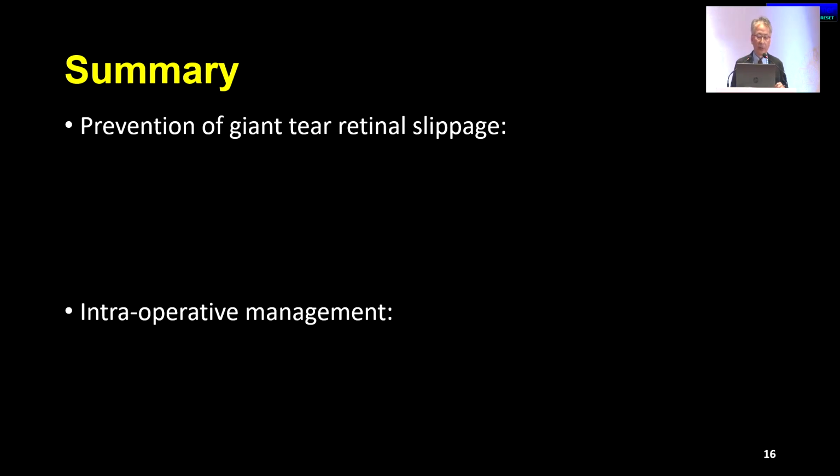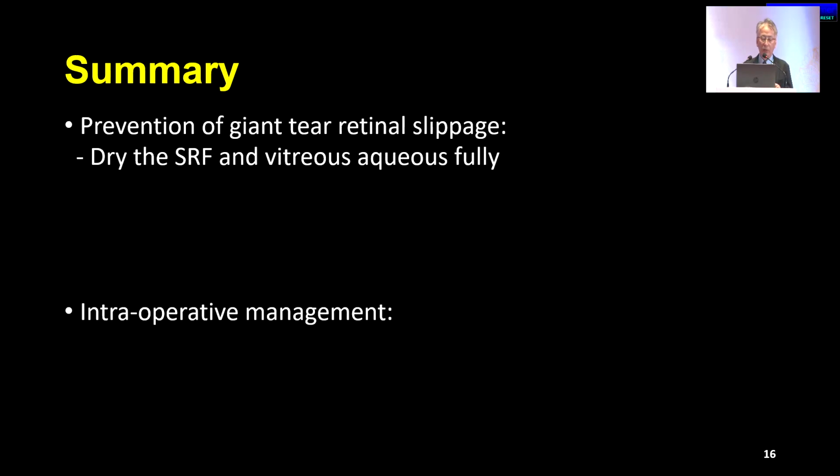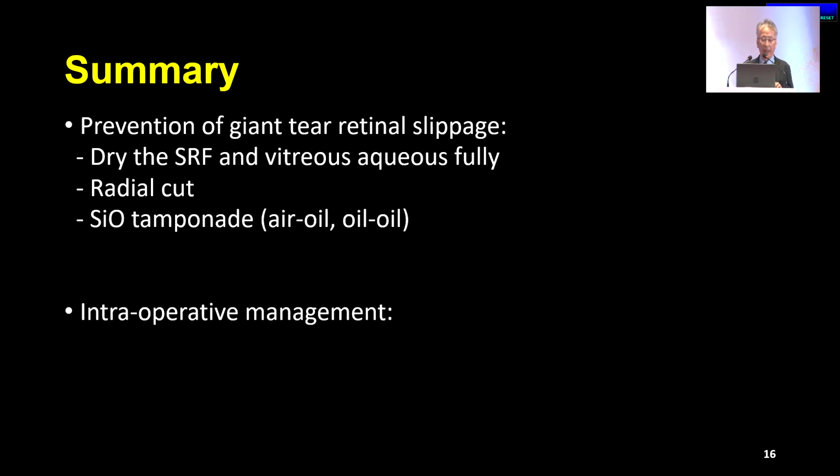So in summary, to prevent giant tear retina slippage, you should dry the subretinal fluid and vitreous aqueous as much as you can, and do radial cuts to make the flap fit the contour better. Use silicone oil temporarily to decrease the fold, and a silicone encircling band to avoid future PVR changes if the patient already has some PVR.